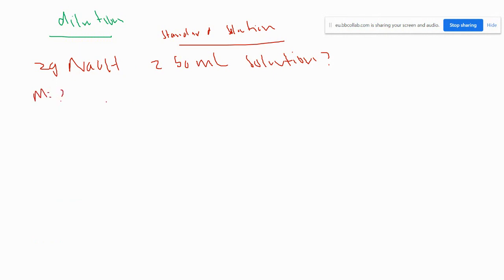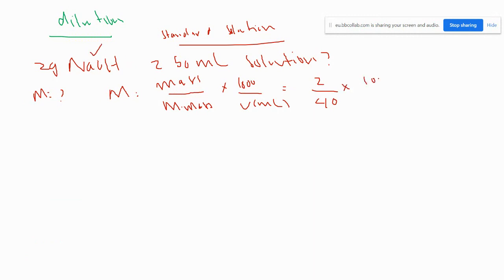Can somebody tell me, use the same formula? Molarity is equal to mass of sodium hydroxide divided by molar mass of sodium hydroxide, multiplied by 1000 divided by volume in milliliters. So I will use 2 grams divided by 40, which is the molar mass we already calculated, multiplied by 1000 divided by the milliliters, 250. Can you give me the molarity? 0.2. Yeah, 0.2 molar solution.